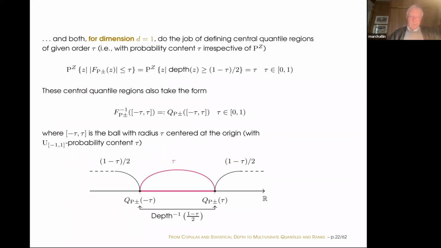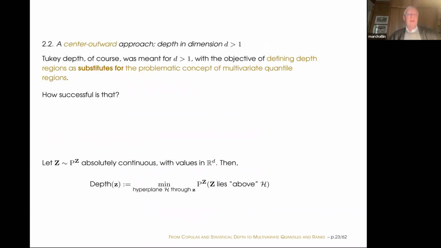And of course, as we have shown, the center outward distribution function satisfies all the properties we're expecting from a distribution function. And therefore, both the Tukey depth and the center outward distribution function do the job of defining central quantile regions of given order tau. That is, the central region here will have probability content tau, irrespective of the underlying distribution P. So they do the job. And so there's a hope that Tukey depth will provide an admissible or satisfactory concept of quantiles.